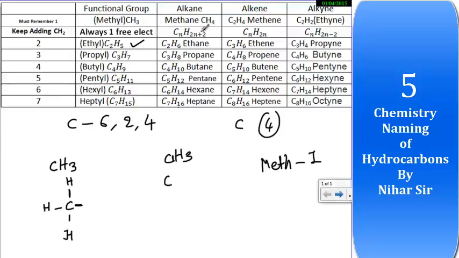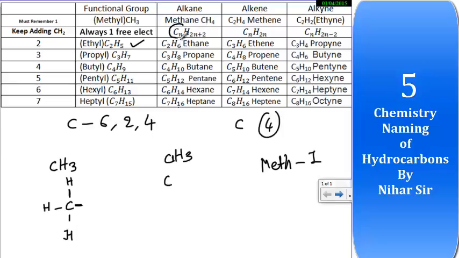Now in this alkane group you need to remember this CH4, that's methane. The suffix ane is fixed for all the elements. Ane, right? So there is one carbon over here, so it's methane. Now 2 carbons over here, so ethane.